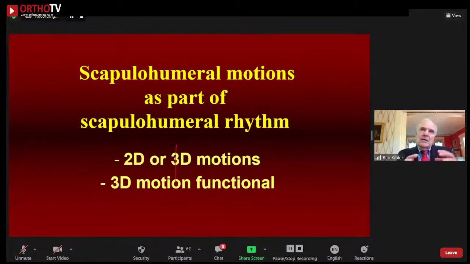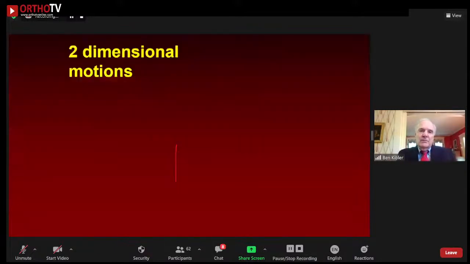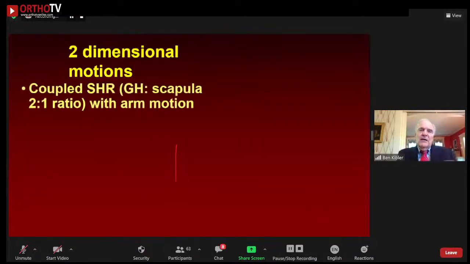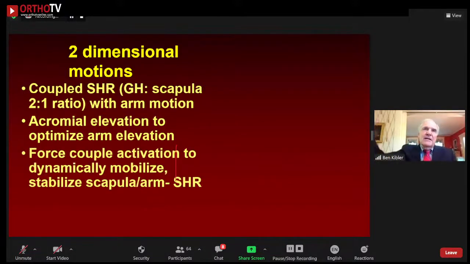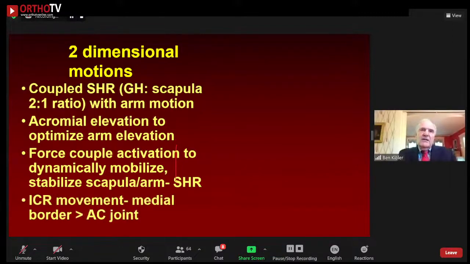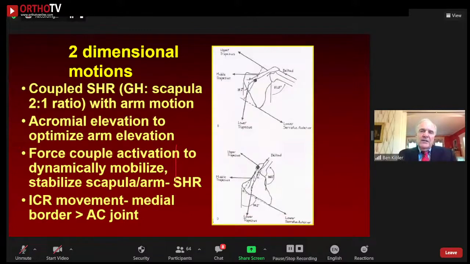Scapulohumeral rhythm, the coupled motion between the scapula and the arm, is both two-dimensional and three-dimensional. Two-dimensional, the normal scapulohumeral rhythm is 2 to 1, but there are certain times when it's different numbers, but basically the scapula moves as the arm moves so that the acromion is elevated to optimize the arm elevation. This requires a force couple activation to dynamically stabilize and mobilize. The instant center of rotation of the scapula moves from the medial border to the AC joint as the arm is elevated, as this diagram shows.